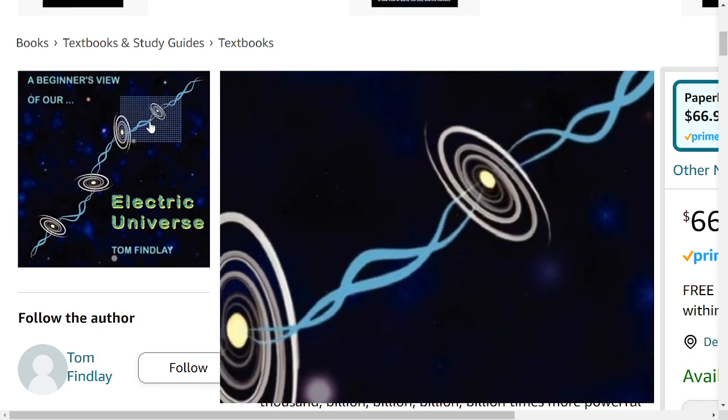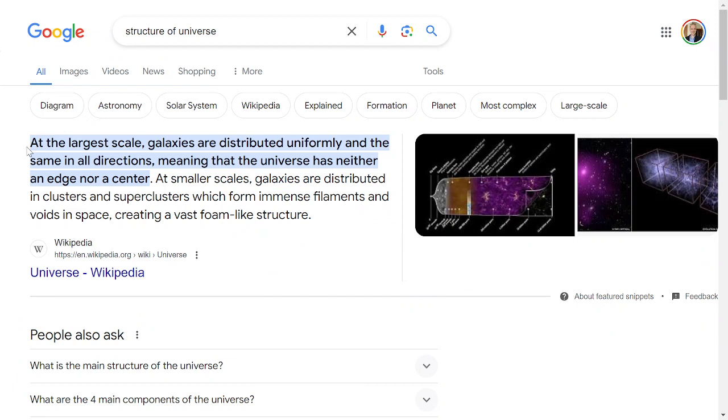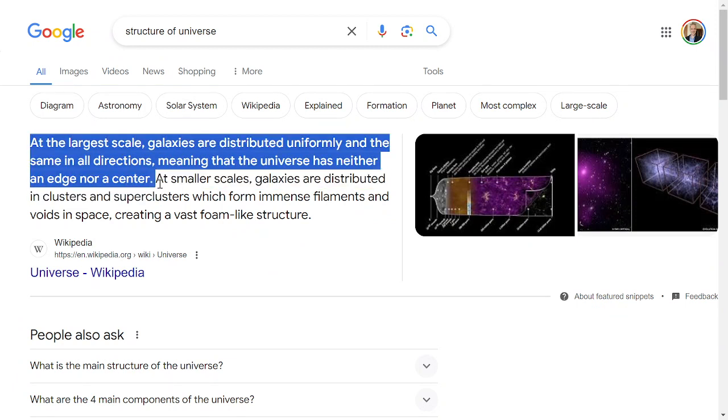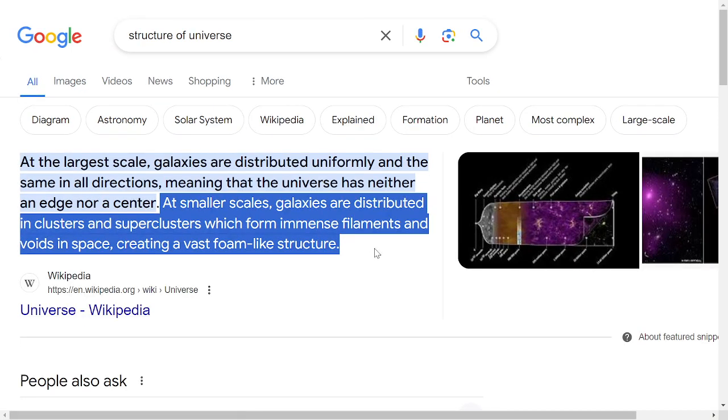Galaxies as eddy currents, and so are atoms on the electric stream. We'll see how. So at the largest scale, galaxies are distributed uniformly and the same in all directions, meaning that the universe has neither an edge nor a center. Now, I don't know what that phrase is trying to say, but it's trying to say something else. But this is a better phrase. At smaller scales, galaxies are distributed in clusters and superclusters which form immense filaments and voids in space, creating a vast foam-like structure. Think of a three-dimensional spiderweb, or like it says, foam. Think of that. That's the universe.